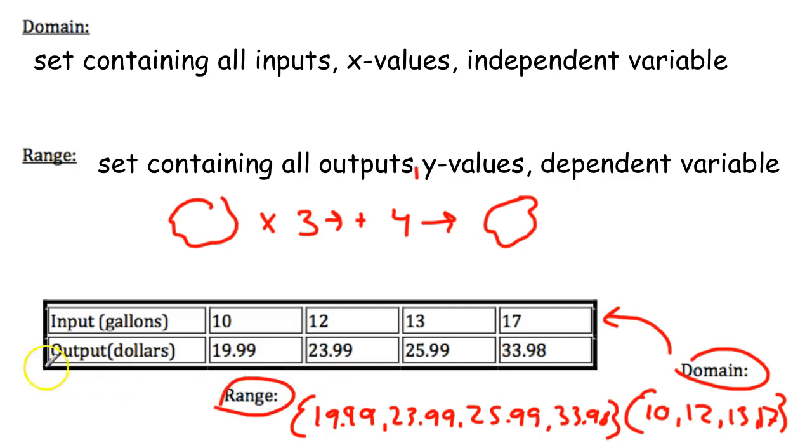Again, we have the range, that is the output. The domain is the input. And one more thing, the input, that's going to be your x values. The output is your y. Make sure you put that there.